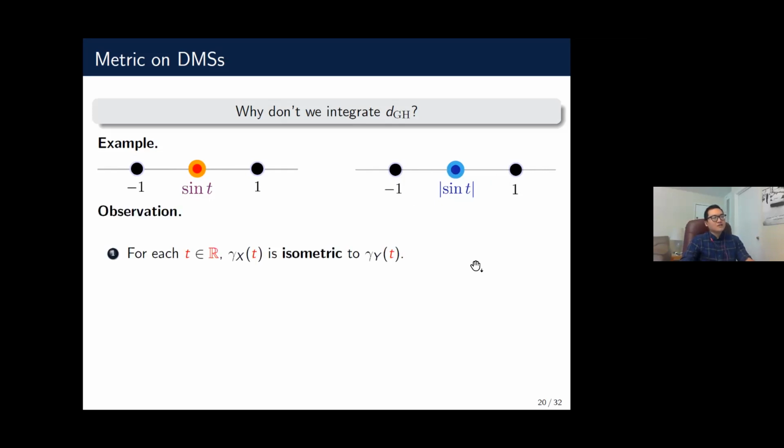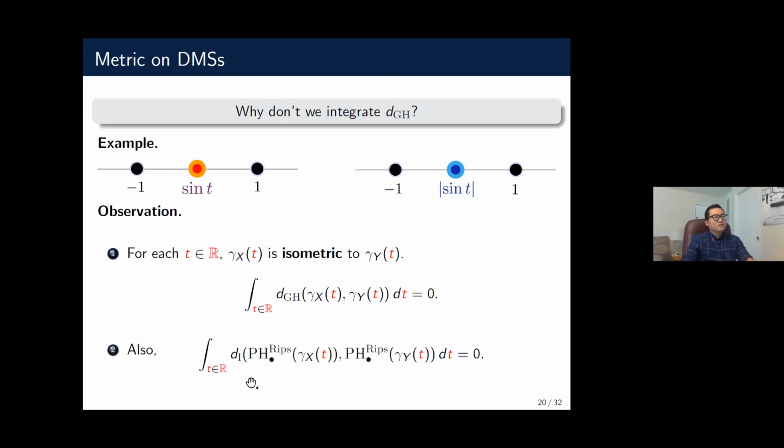Then one observation is that whenever we fix a time, these two fixed-time metric spaces are isometric, right? Sometimes they have exactly the same picture, and sometimes one is obtained by reflecting the other with respect to the origin. Therefore, if we integrate the Gromov-Hausdorff distance against the time, then we obtain 0. Therefore, integration of the Gromov-Hausdorff distance cannot discriminate these two dynamic metric spaces.